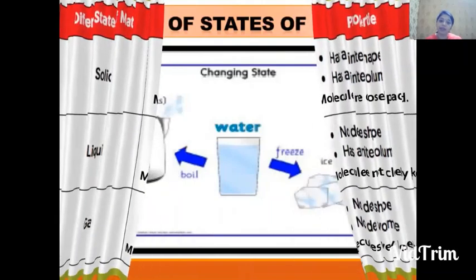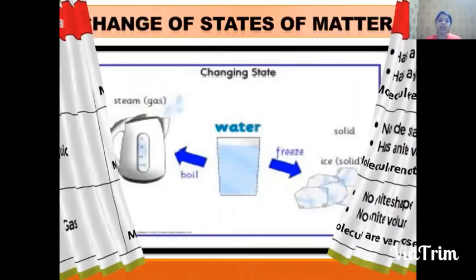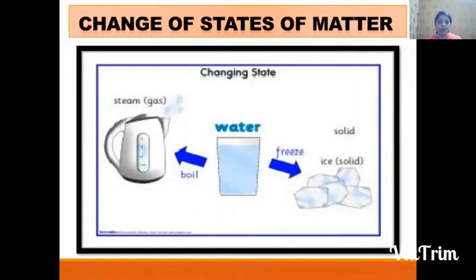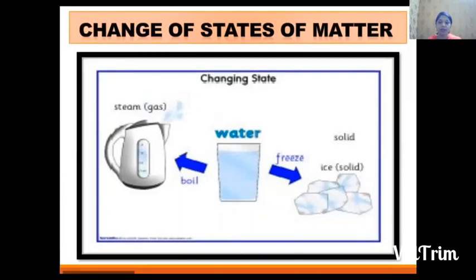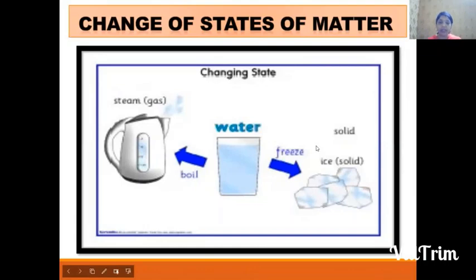Children, today we are going to learn about change of state of matter. What are the 3 states we have learned, children? Solid, liquid and gas, right? So here we are going to learn how solid can change into liquid, or liquid can change into solid, liquid can change into gas. Why does it happen? It happens because of change in temperature.